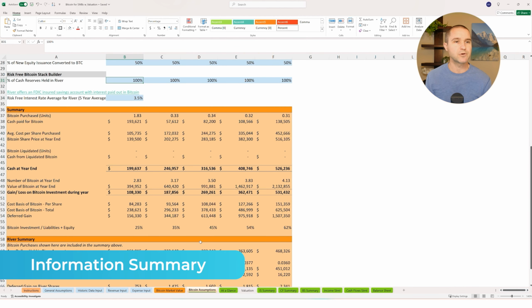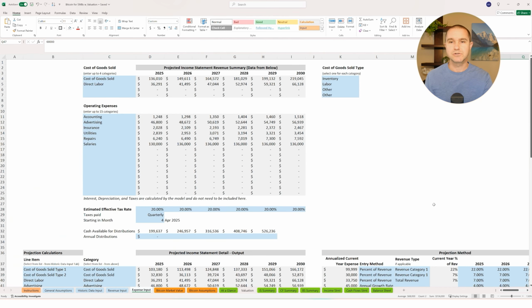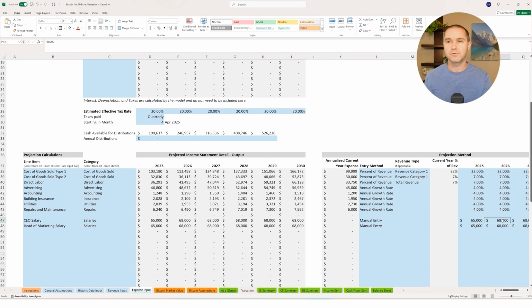So here's some summary information. Based on the data we've got in the model, you'll be able to see how much Bitcoin is purchased, the cash paid, average cost per Bitcoin purchased, and Bitcoin price at year end. And then this will also model liquidated Bitcoin, if you needed to liquidate. So let me just give you an example of making a change here in the model that would show what that liquidation might look like.